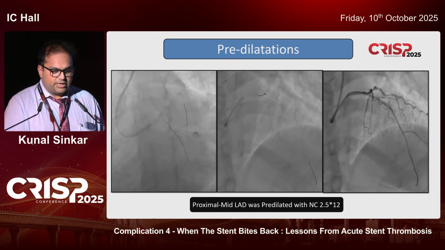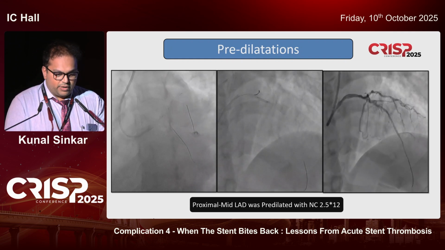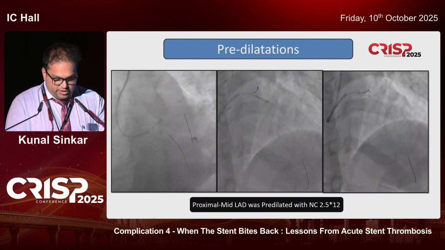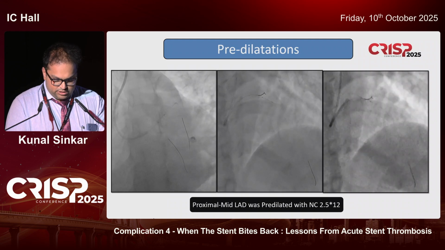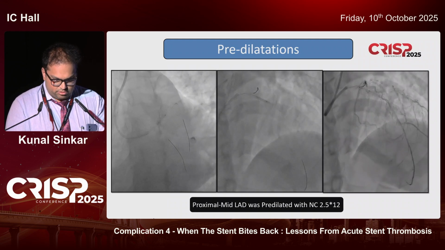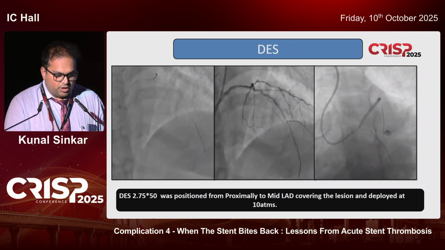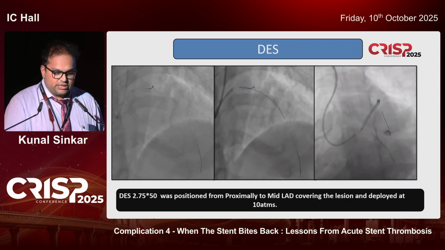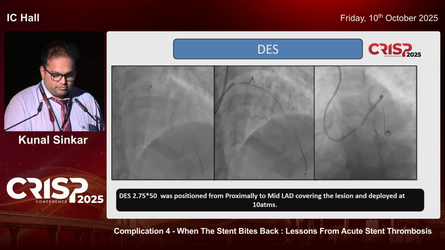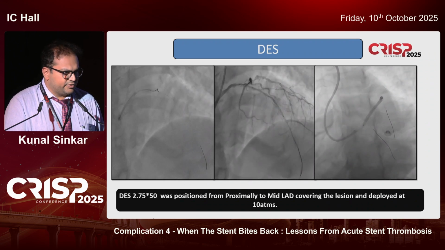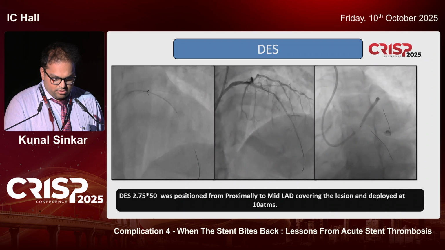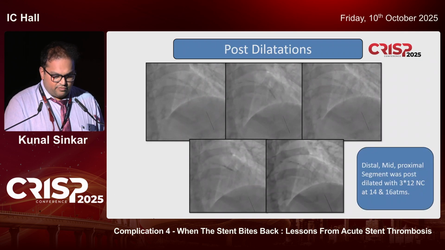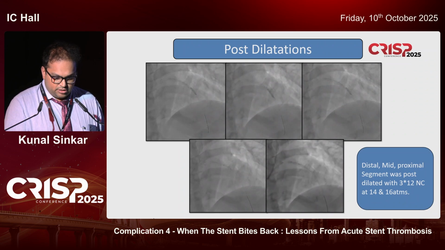So I pre-dilated with NC 2.5 by 12 throughout the LAD. I got TIMI 3 flow, no reflow or anything after pre-dilatation. Then I took a 2.75 by 50 stent, positioned from proximal to mid LAD, covering the lesions, and deployed at 10 atmospheres. I had kept a wire in the circumflex. I did a post-dilatation with a 3 by 12 NC at 14 and 16 atmospheres throughout the stent.